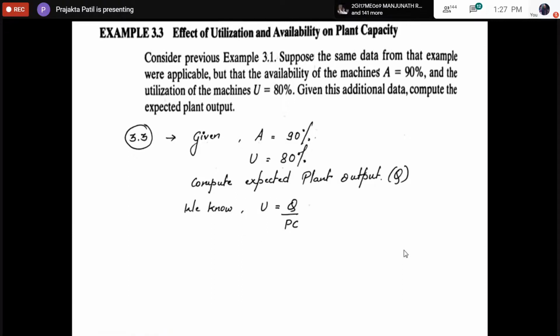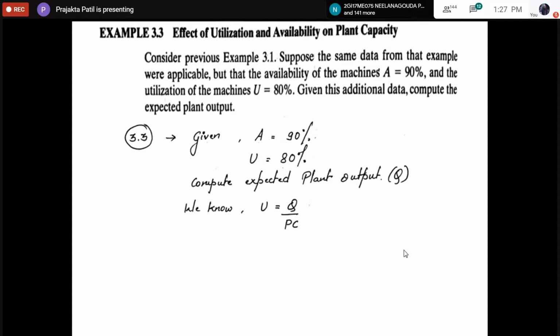You know what is utilization, it is given as 80%. You know what is Q, you don't know. You have to find out. You know what is PC? Yes, from the previous problem, the solution that you have got in the previous problem can be used here. Because as I said, this problem is in continuation with the previous problem. You can just go for substitution.